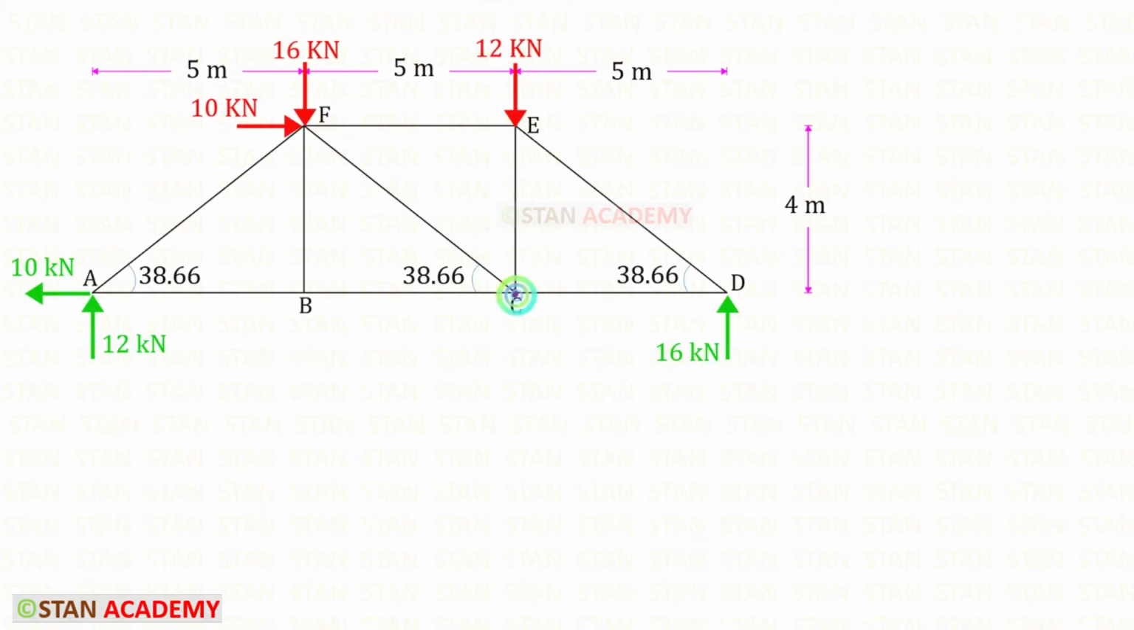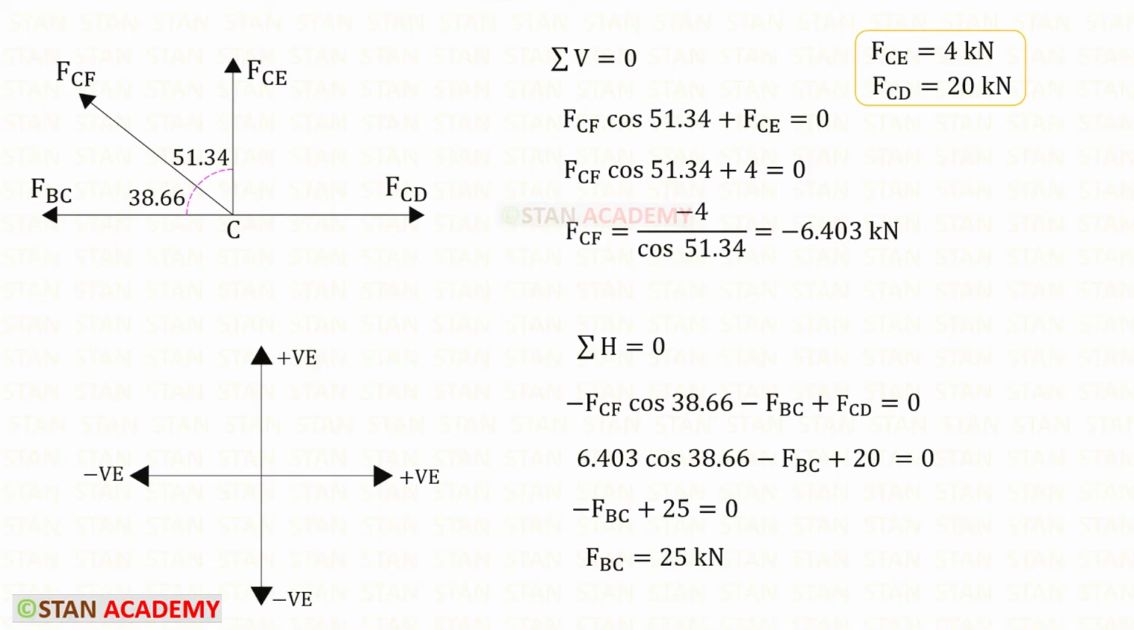Now let us take the joint C. If this angle is 38.66, this angle will be 90 minus 38.66, which is 51.34. First, we have to apply the rule sigma V is equal to 0. FCF is inclined. We have to resolve it in the vertical direction. To keep it vertical, we need this angle. So with the FCF, we have to multiply cos 51.34. Since it is acting upwards, it will be positive. FCE is acting upwards, so it will be positive. Just before, we have calculated FCE, we can apply that. For FCF, we will get this.